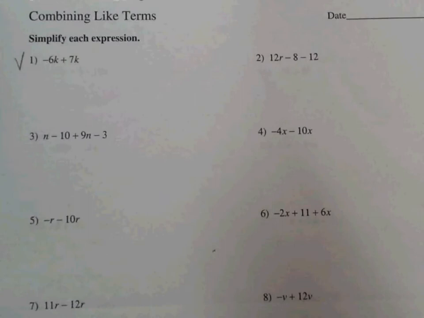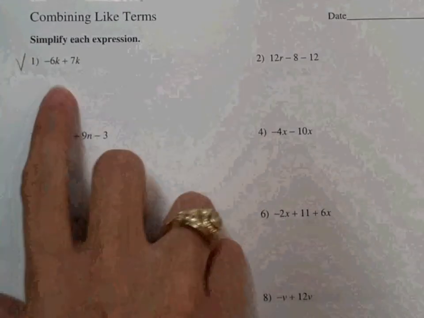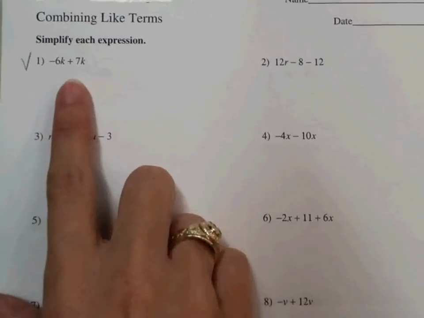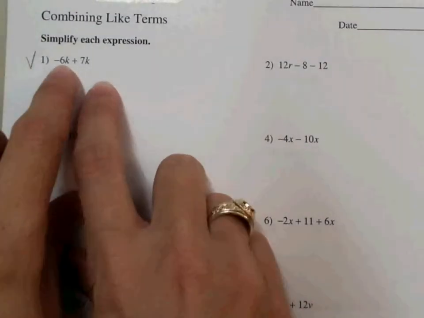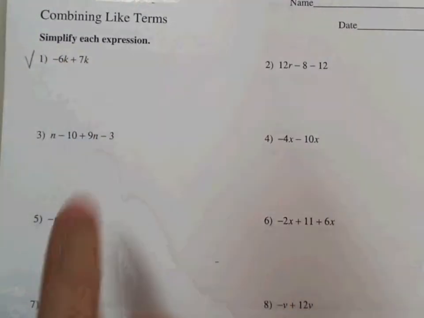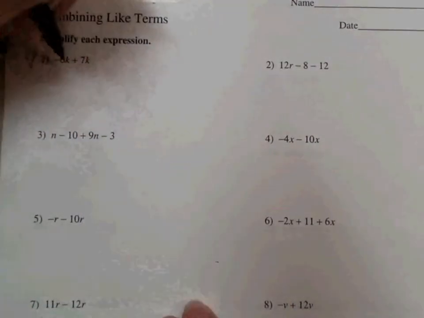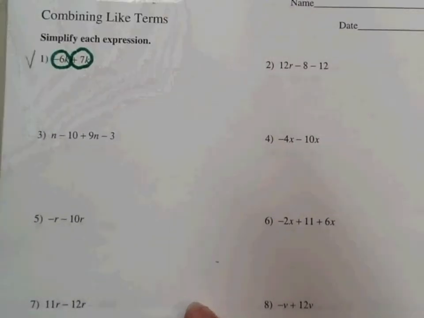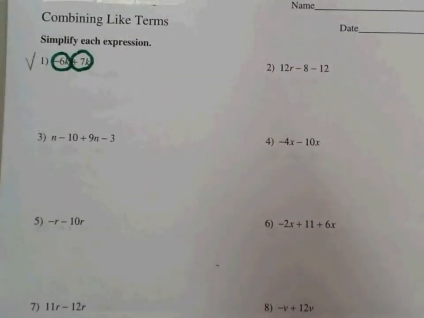Okay, so starting with number 1, homework for 8th grade math, combining like terms. On number 1 I see negative 6k plus 7k. Remember that if we have k's over here and k's over here, those two terms are the same, so we can combine those. So I'm going to circle these in the same color, which tells me that I can combine those terms.